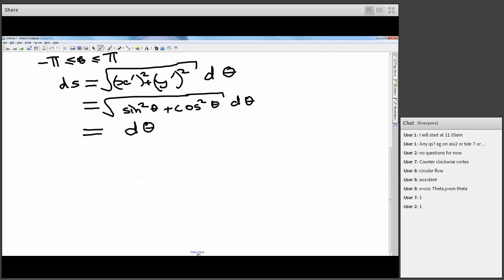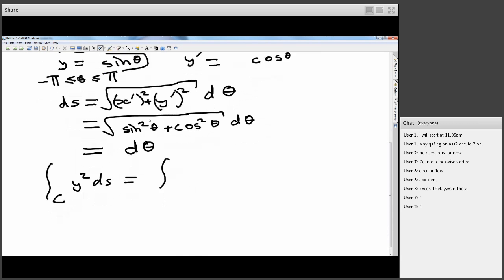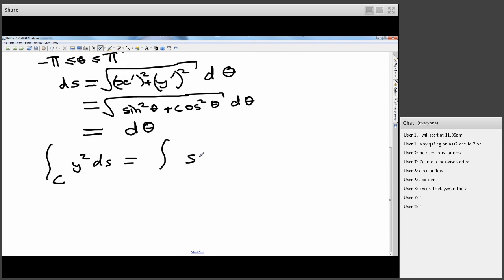So therefore, putting all together, we want to integrate along the curve of y squared ds. So the trick really is just to replace it by the parameterization. So replace y squared by the parameterized value, which is sine theta. So give you sine squared theta, and the ds replaced by this expression, which ends up being just d theta in this case. And theta goes from, as I said, minus pi to pi.